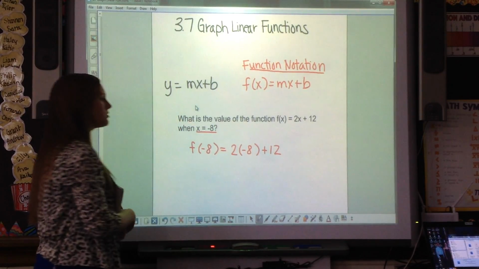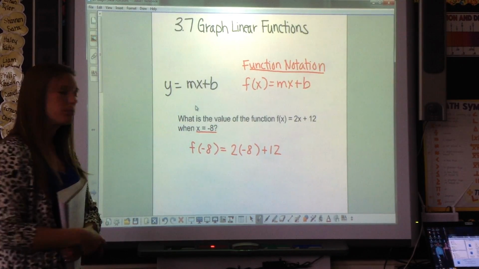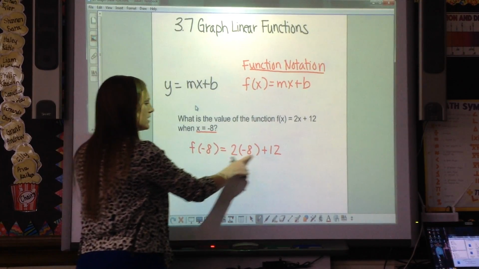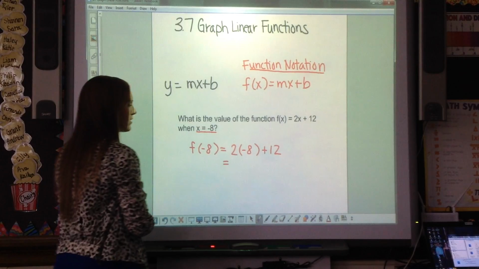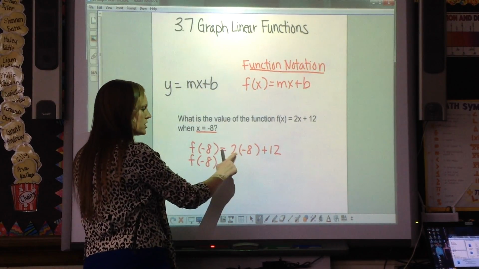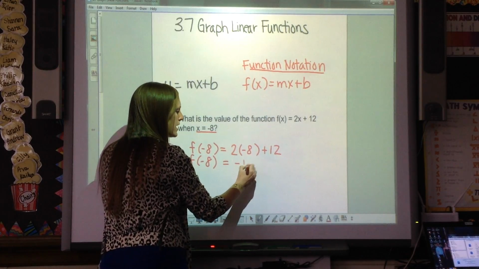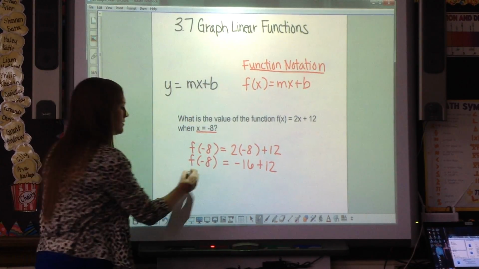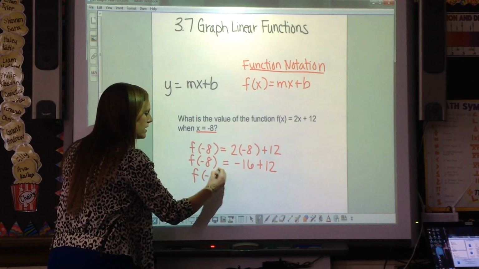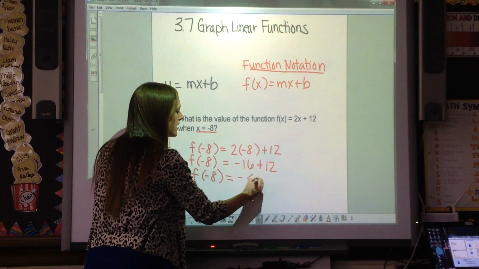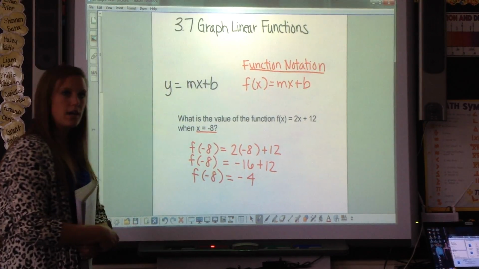What's cool about function notation is you can show what number you're putting into the equation. This says that I'm putting negative 8 into this equation and I'm solving. So f of negative 8, I'm using order of operations. 2 times negative 8 is a negative 16. And then again, our answer, the function of negative 8 equals, different sign difference, we subtract, we get negative 4. So our answer is negative 4.